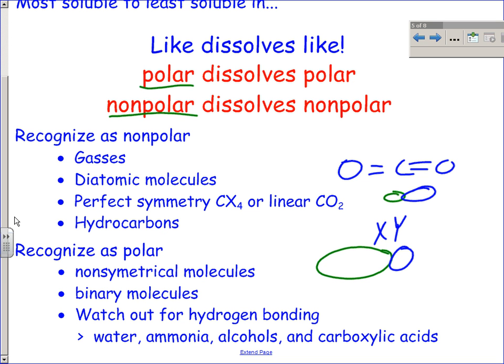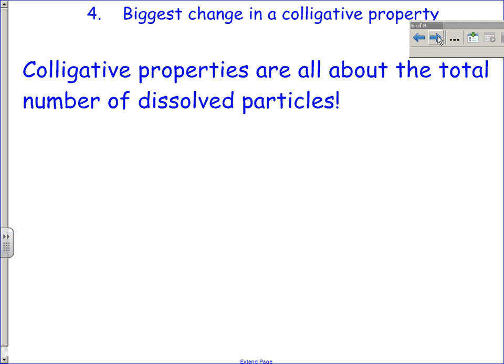So the length of that hydrocarbon chain, because that's really usually what we're looking at here, makes it a bigger and bigger non-polar component. So also recognize when we have complex type molecules that contain polar, like hydrogen bonding, and non-polar, like a hydrocarbon component. So those are our like dissolves like, such solubility situations.